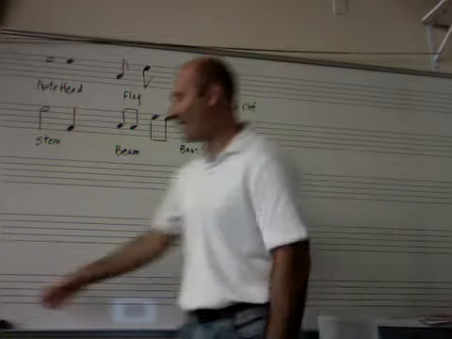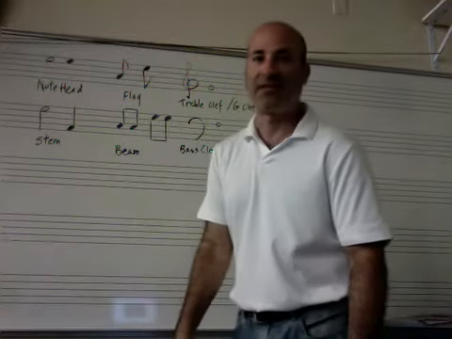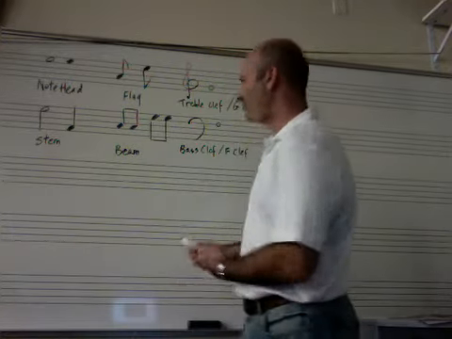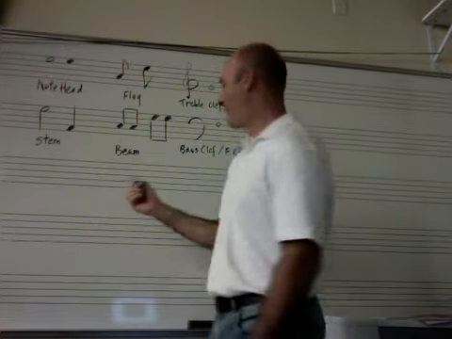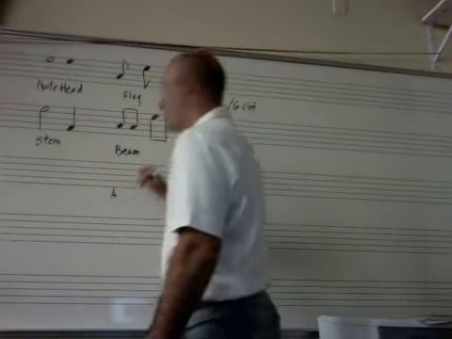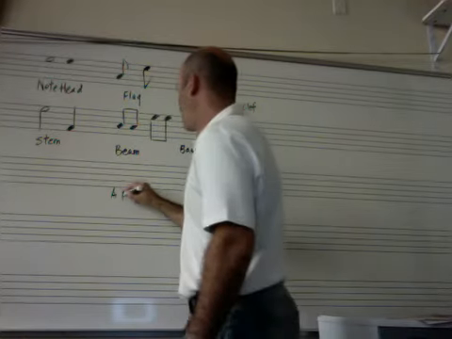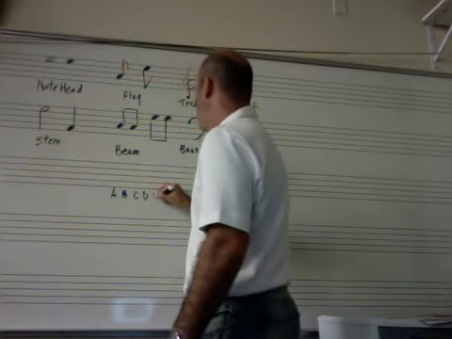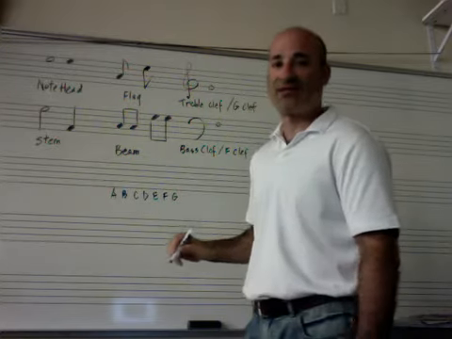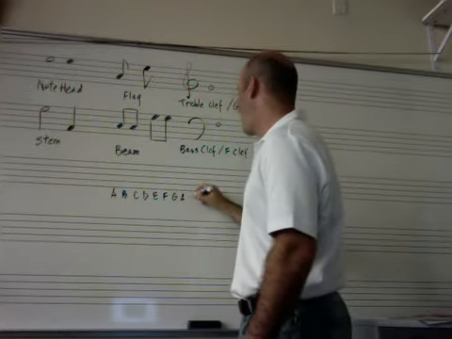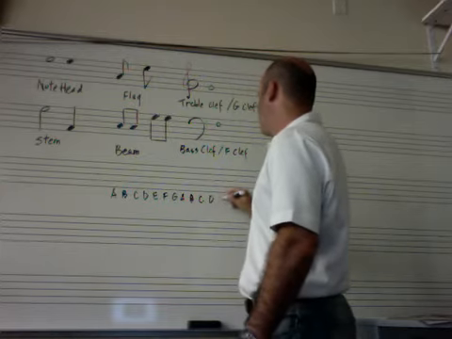Next thing we're going to talk about is identifying different notes. So the first thing we should talk about is our musical alphabet. Remember, we always start with the letter A, and then we go straight through the alphabet until we get to the letter G, and then we start over again with A. And we can just keep going.